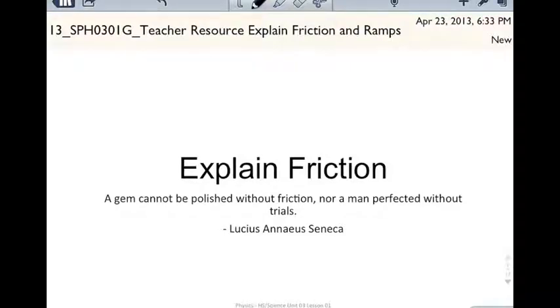Friction: we say a gem cannot be polished without friction, nor a man perfected without trials. This is Lucius Seneca, who's a senator in ancient Rome.